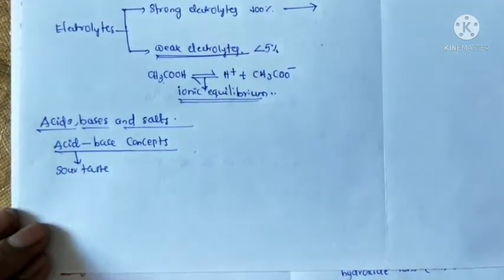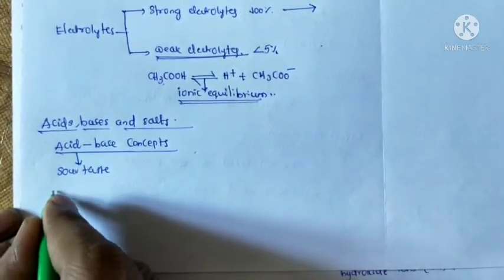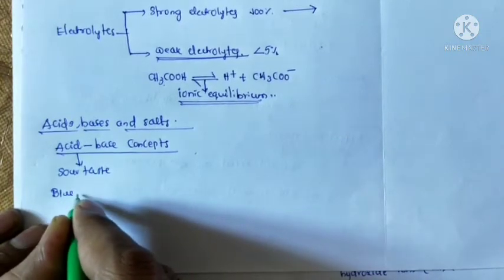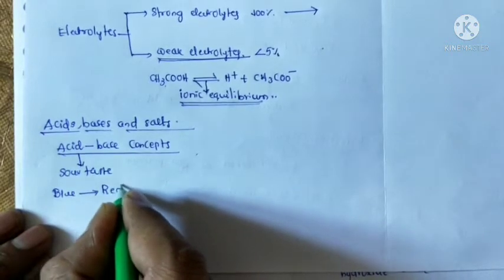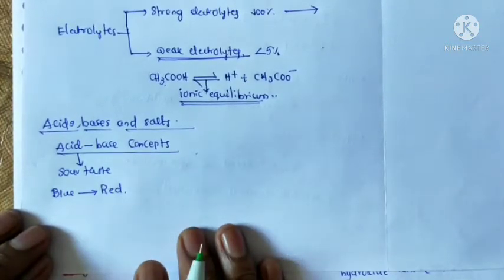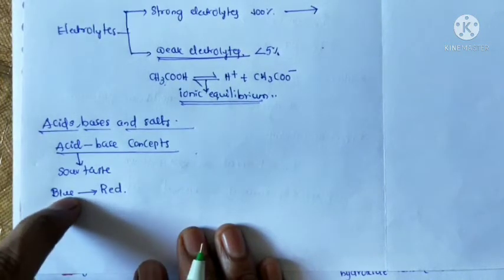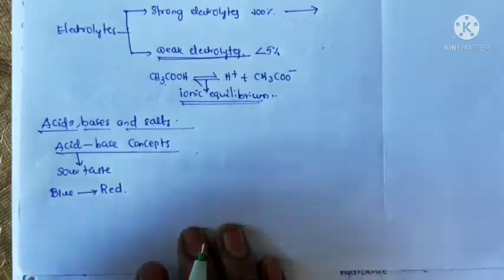Acids have a sour taste. They can change blue litmus paper into red litmus paper. That litmus paper is available in our chemistry laboratory.